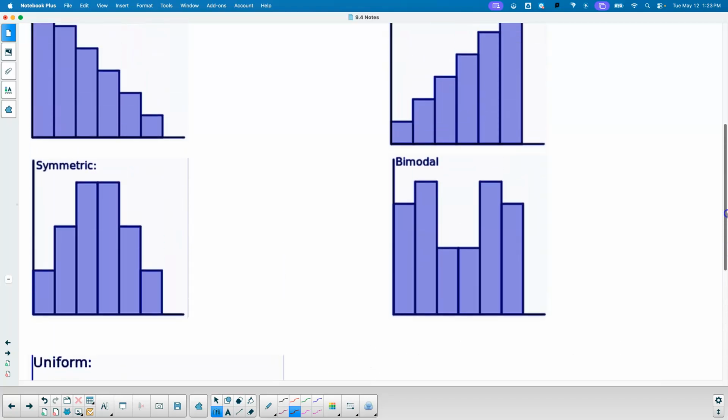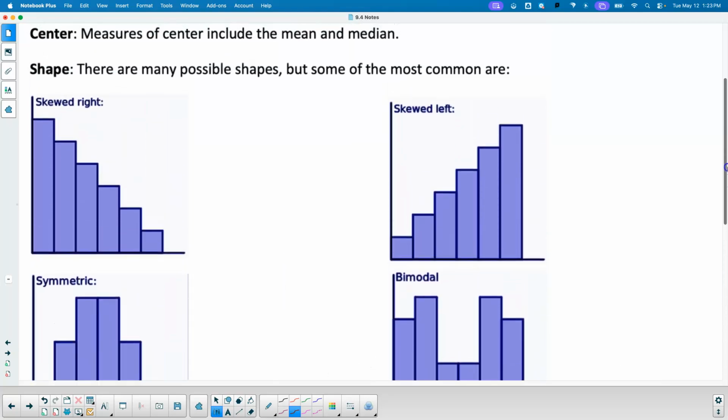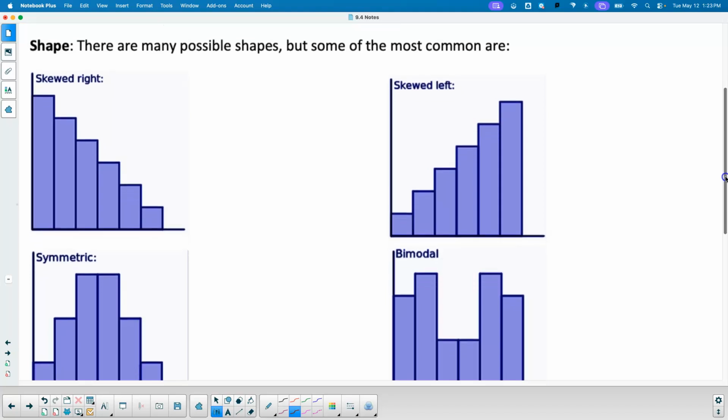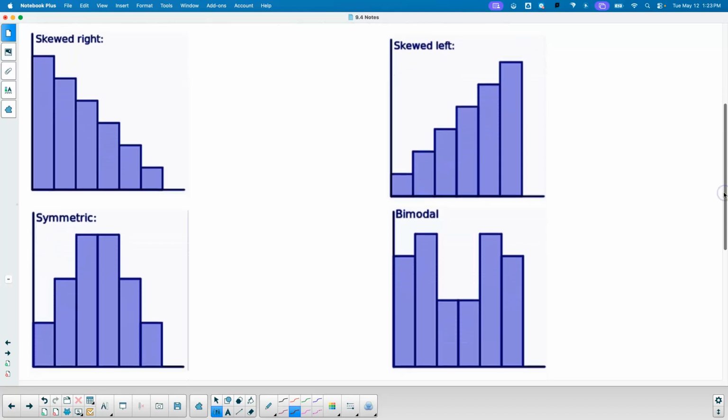Now, my question to you is, how do we know where the mean and the median are on a bar graph? Or excuse me, on a histogram?